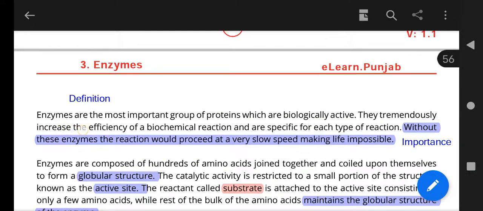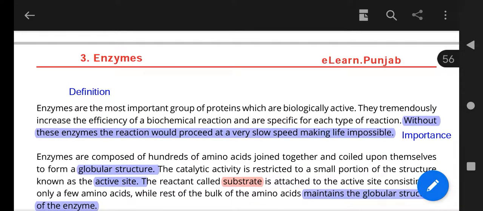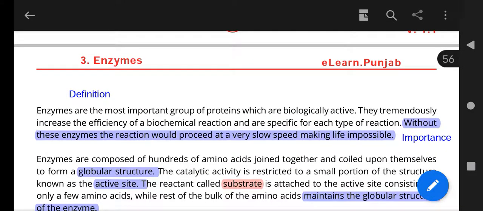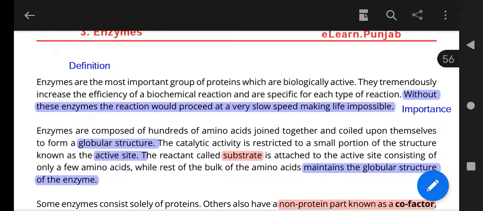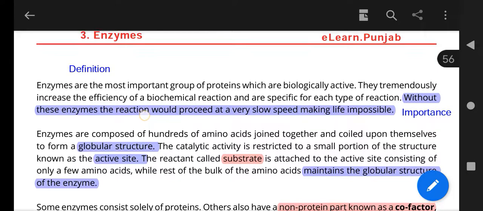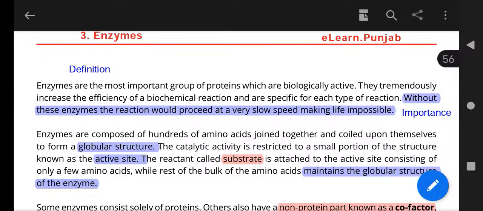They tremendously increase the efficiency of biochemical reactions, and they are specific for a specific type of reaction. It is a very important feature of them that they are very specific in nature. For example, if one enzyme is acting to break one specific substance, then it doesn't act on other substances. Without these enzymes the reaction would proceed at very slow speed, making life impossible. That line is the importance of enzymes.